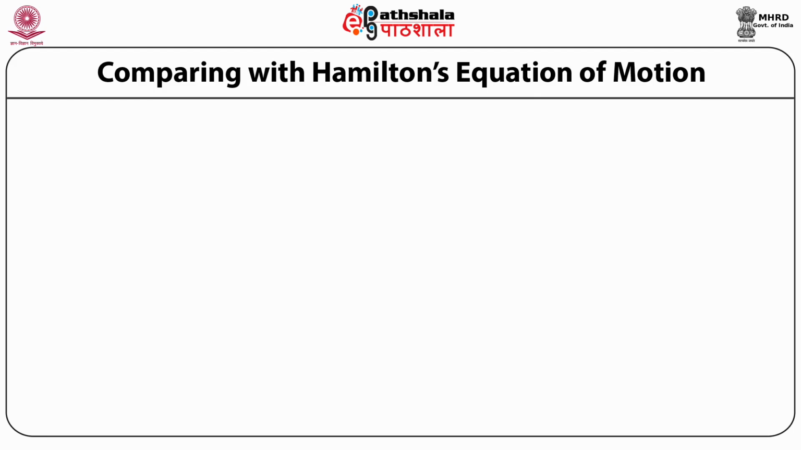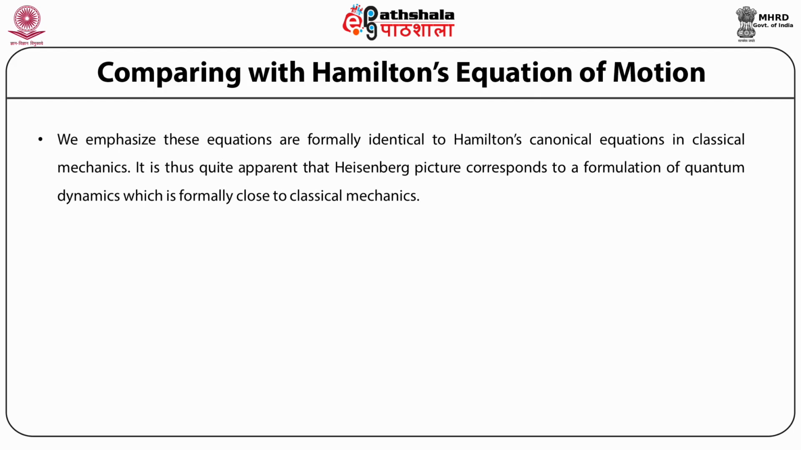Comparing with Hamilton's equations of motion, we emphasize here that these equations are formally identical to Hamilton's canonical equations as defined in classical mechanics. It is thus quite apparent that the Heisenberg picture corresponds to a formulation of quantum dynamics which is formally close to the corresponding formulation in classical mechanics.